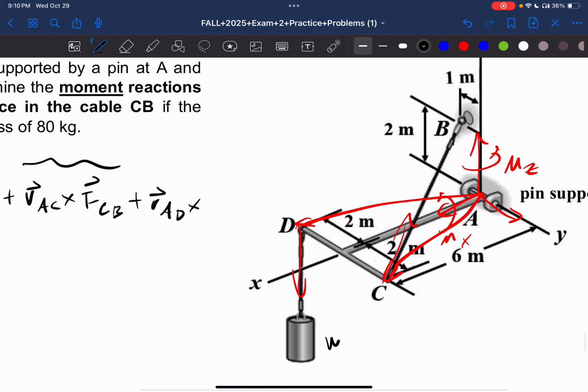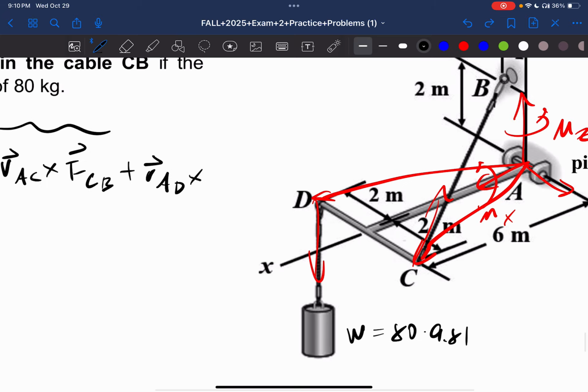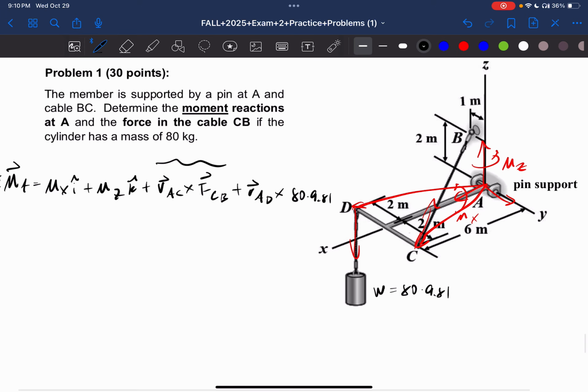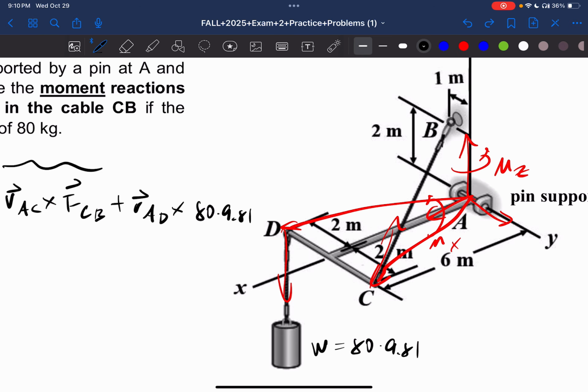has mass of 80, so weight is equal to 80 times 9.81. I wish you could use this 10. That'd be so much easier. Just be 800. Like, I don't know why we're not allowed to use that. Oh well. AD cross 80 times 9.81 in the negative k direction.